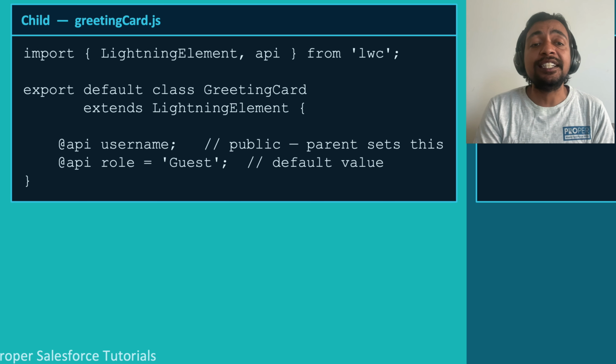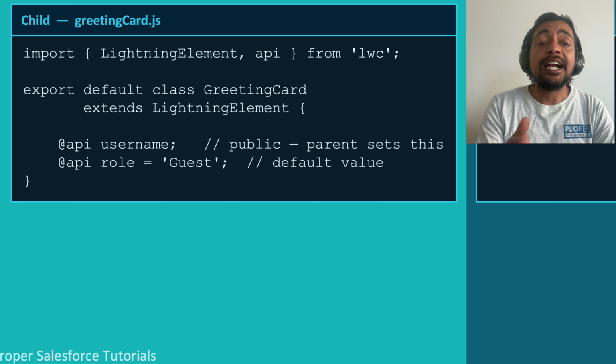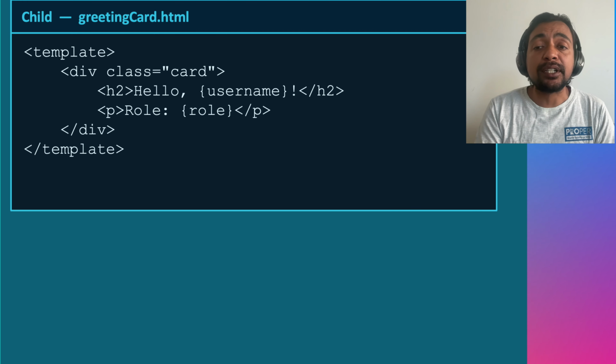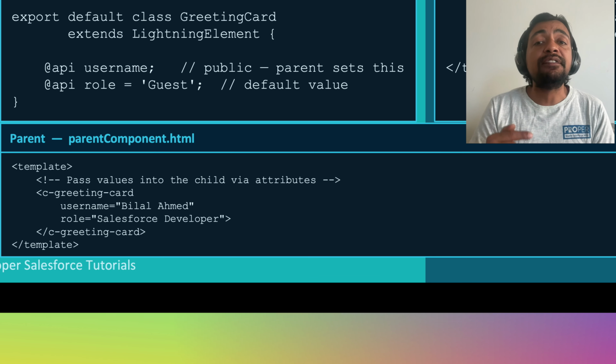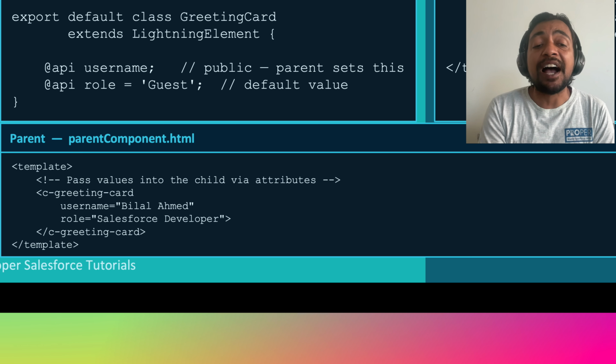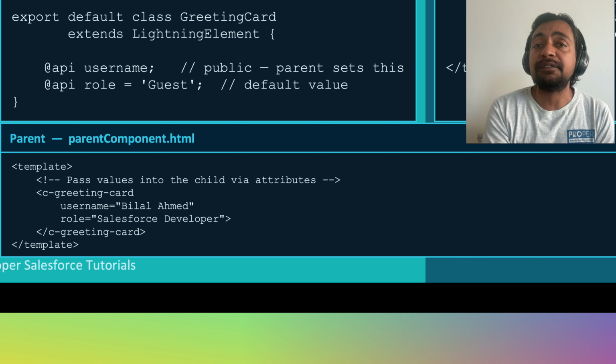For example, here you can see this is greetingCard.js where we have imported api. So definitely it's the child component. And here we have decorated username and role both with the @api decorator. And this is the HTML part of it where we are using these variables to show the values. Now in the parent component, we can actually use this LWC. So automatically this will become the child of it and we can pass the value of these decorated properties as the attribute of that specific LWC.